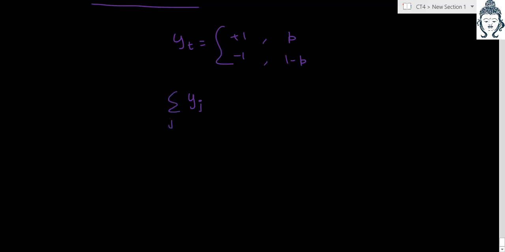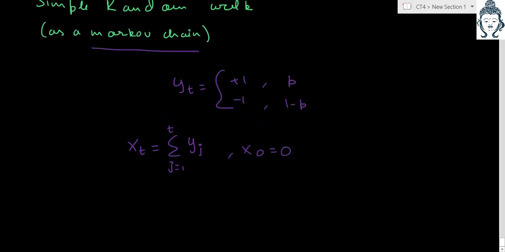let's call them yj, where j goes from 1 to t, when you add them, you get a process xt, where you can take maybe x0 is equal to 0. So you start from 0 and then you add +1 or -1. That process is a simple random walk, right?